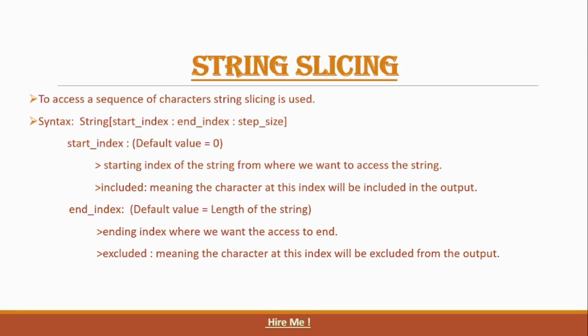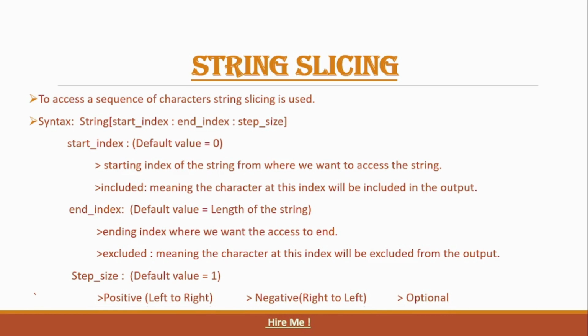The last parameter of our string slicing is step size. The default value of our step size will be 1. Step size is divided into two parts: a positive step size and a negative step size. Step size is optional. Whenever we require a particular kind of output, only then do we use step size, or else it is most of the time omitted from our syntax when we perform string slicing. Now let's move on to our Jupyter notebook and see how we're going to perform string indexing and string slicing.